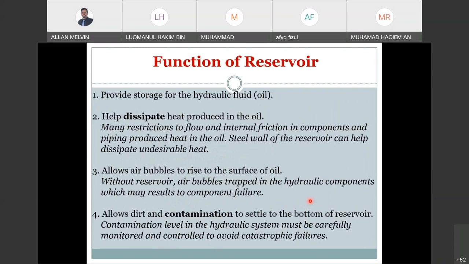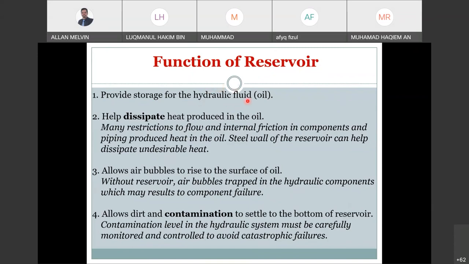Okay, so functions of reservoir. There are 4 functions. So this is for the hydraulic, not for pneumatic. Okay, the first function of reservoir is to provide storage for the hydraulic fluid. As we know, a tank must be there in hydraulic. So you must have it. In pneumatic, it's optional whether you want to have a storage tank or not. You can compress, and directly power the system. That's also possible. But in hydraulic, you must have a storage tank, or we call it a reservoir.